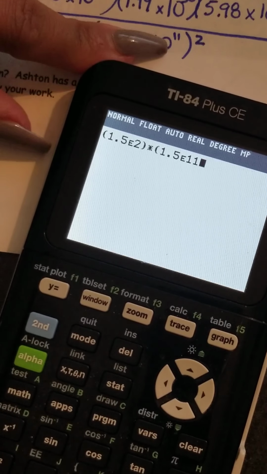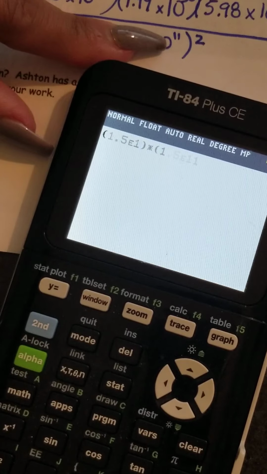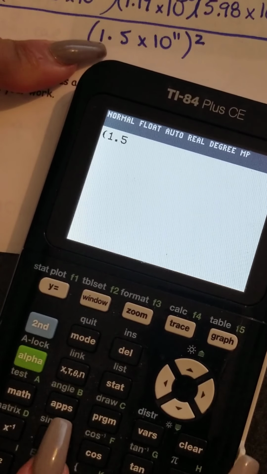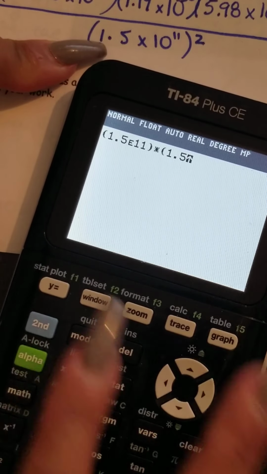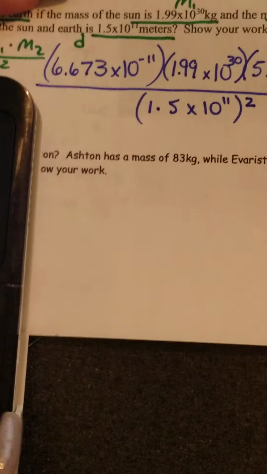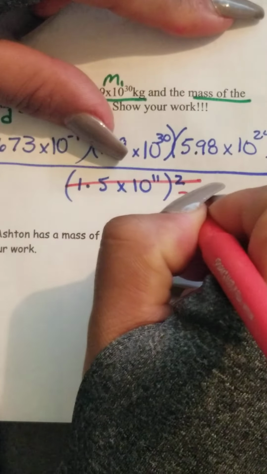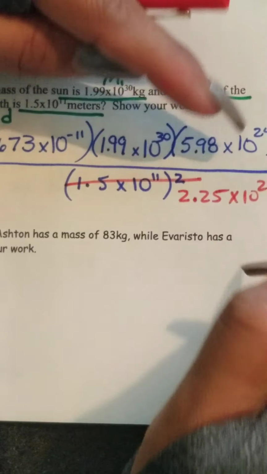And look at this. Why did I put a 2 over here? I'm going to clear it out. 1.5, second key, comma, 11, parentheses, 1.5, second key, comma, 11, parentheses, equals, okay? 2.25 times 10 to the 22nd power.